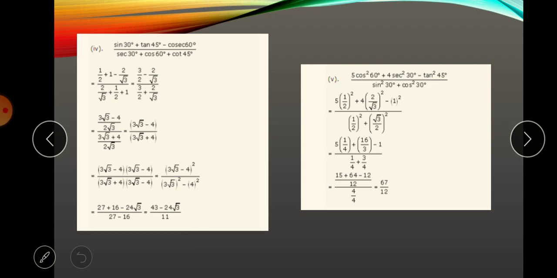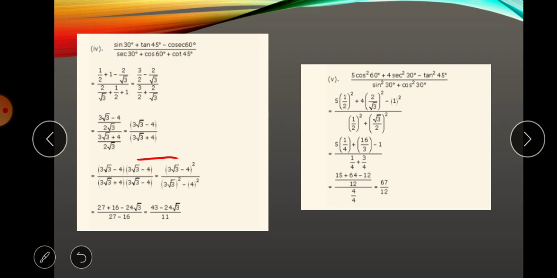Now the fourth one in the same way. Apply the values and simplify. You will get 3 by 2 minus 2 by root 3. Then simplify 1 by 2 plus 1 is 3 by 2. And then apply the values of cosecant 60, cot 45, cos 60 and secant 30. If you apply all the values, you will arrive at the same thing. Take the conjugate. 3 root 3 plus 4 is the conjugate, you can take minus 4. Then for 3 root 3, the a minus b whole square formula you can apply: a square plus b square minus 2ab. 3 root 3 squared is 9 into 3, 27, and 4 squared is 16. 27 minus 16 is 11.